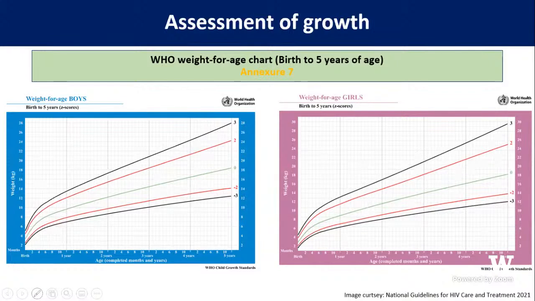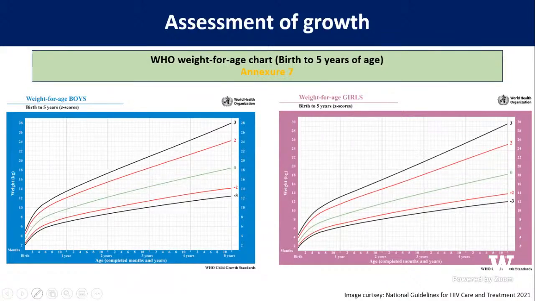What is being shown is the Z score, or how many standard deviations below the median. 0 is median, -2 refers to -2 Z score or -2 standard deviations away from the median, and the -3 line means 3 Z scores below the median. So this plotting actually helps us assess the child's nutritional status at one point as well as longitudinally.